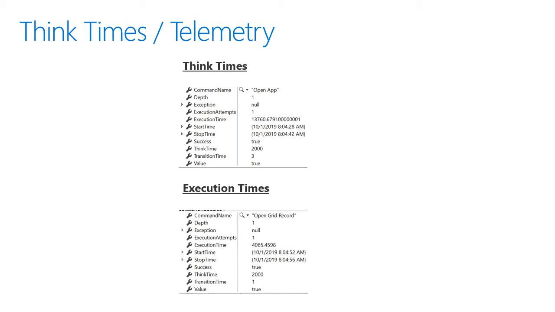Here you will see examples of both the think and execution times. For the think time, we have the open app command name, which shows a think time of 2000 milliseconds, as well as 3 for the transition time. For execution times, we see the open grid record command has an execution time of 4065 milliseconds here. Each one of these is again collected on the browser object and can be sent to Application Insights or whatever sort of log store you would like to send them to.